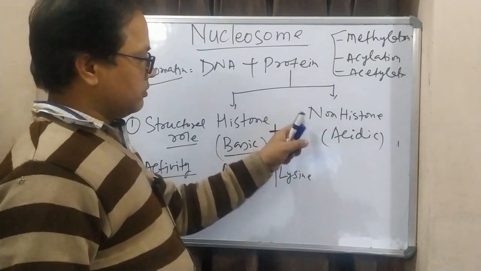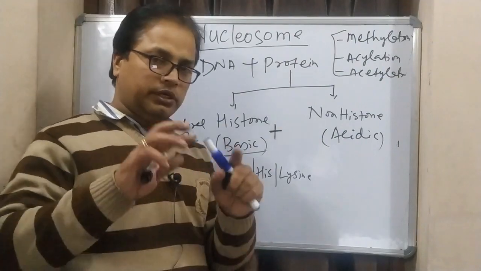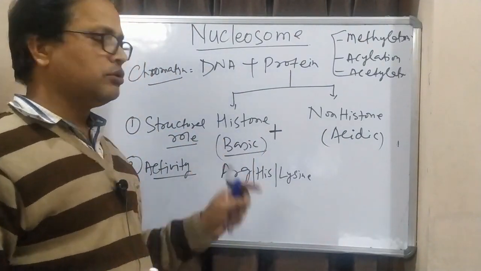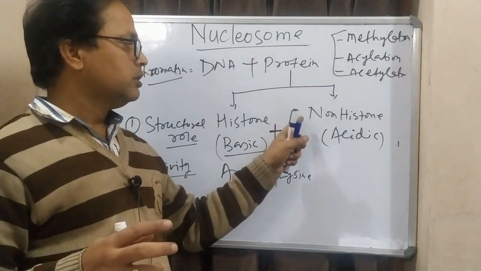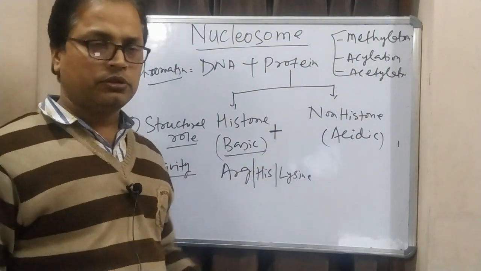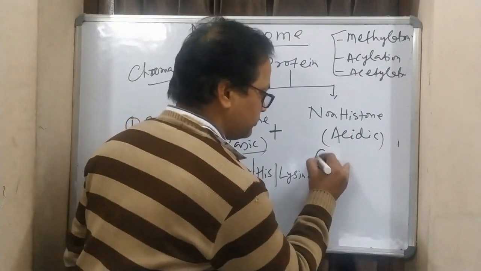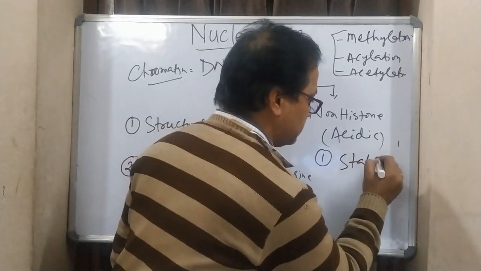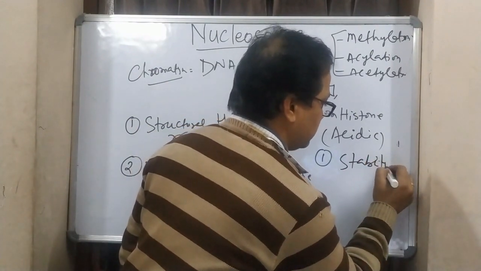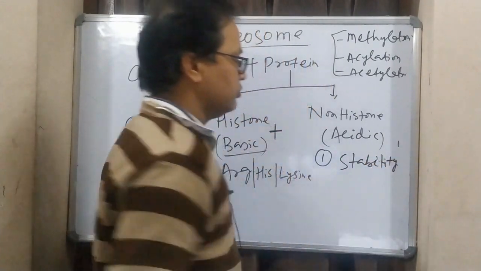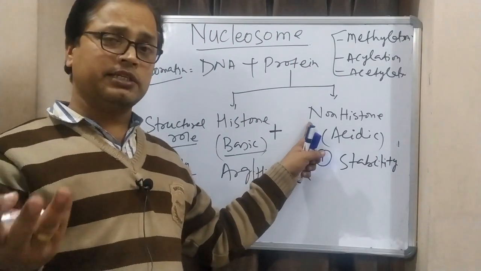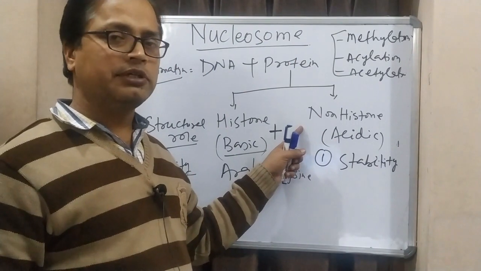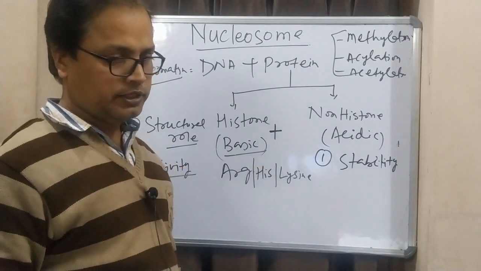The major role of non-histone proteins: DNA is having a number of proteins other than histone proteins. All those proteins which are associated with DNA are called non-histone proteins. So the functions of non-histone proteins are, first, stability of the DNA. DNA is going to be stabilized by non-histone proteins, like SSB protein, the single-stranded binding protein, which provides stability to single-stranded DNA.